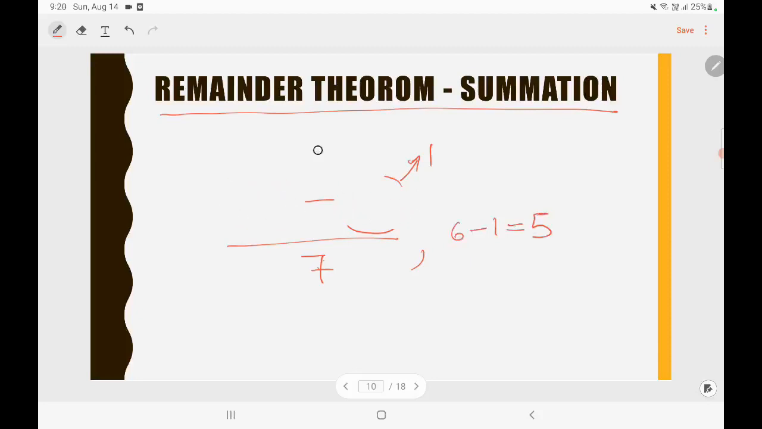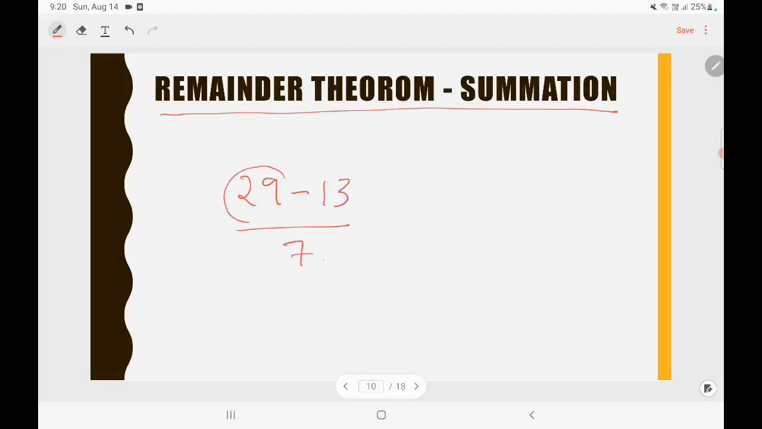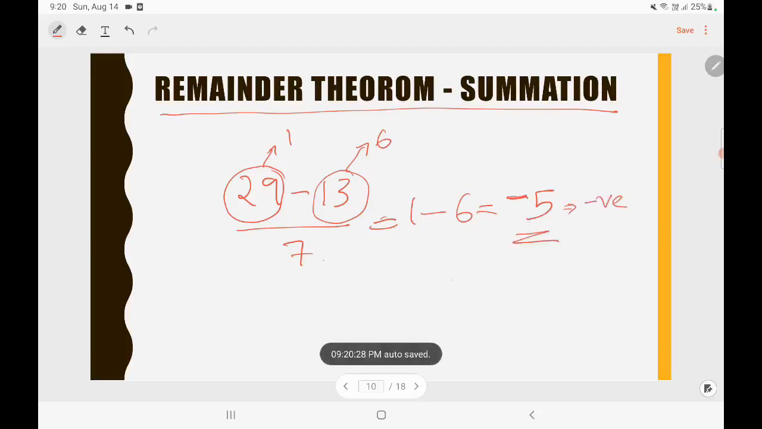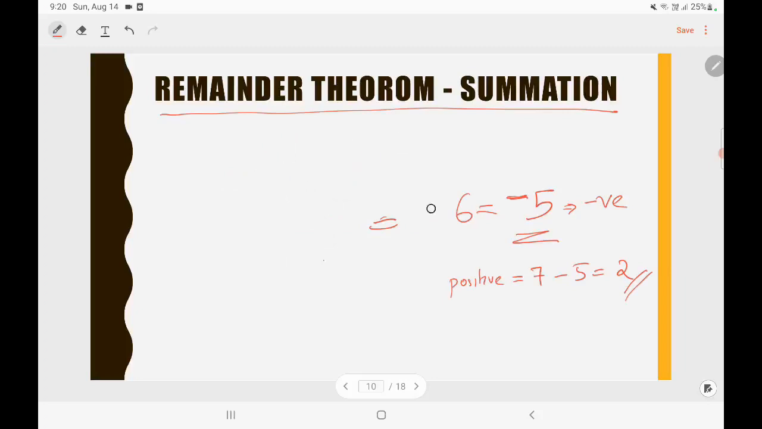Now I'll give you another example. Let's say we need to find out the remainder when 29 minus 13 is divided by 7. So when 29 is divided by 7, you will get remainder as 1, and when 13 is divided by 7, you will get remainder as 6. So that is 1 minus 6 equal to minus 5. Right. So here we got a negative remainder. To find out the positive remainder, you need to add 7 to it. That is 7 minus 5, that is 2.